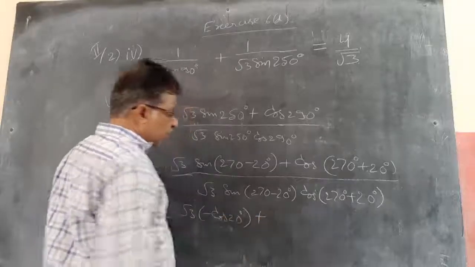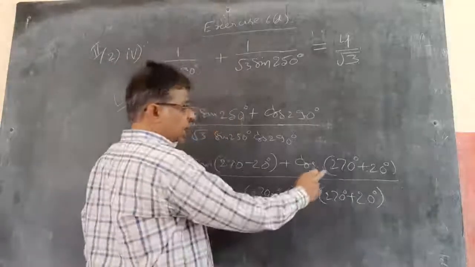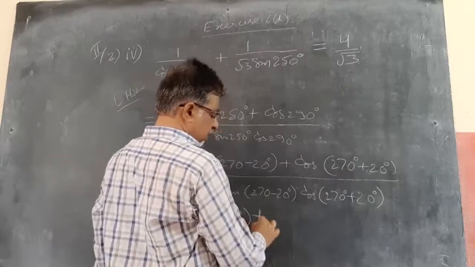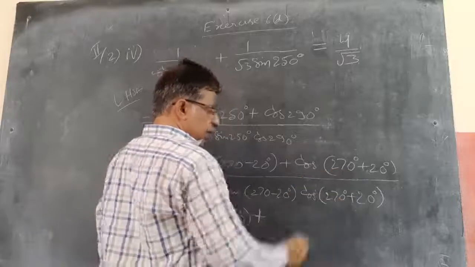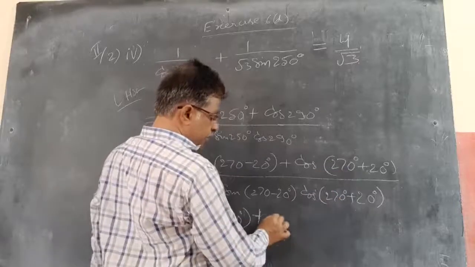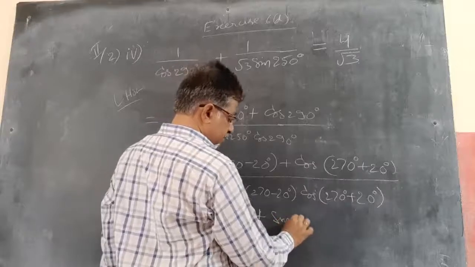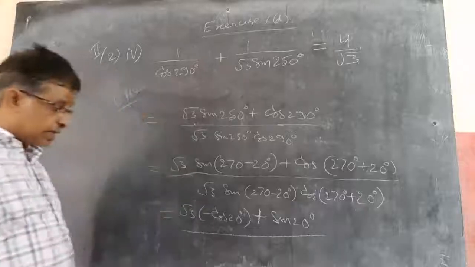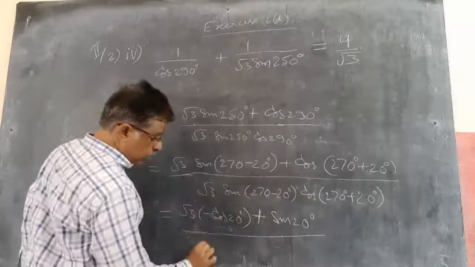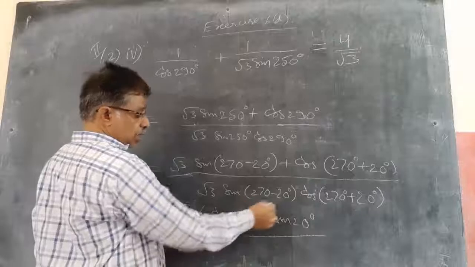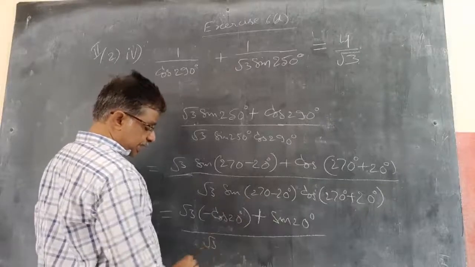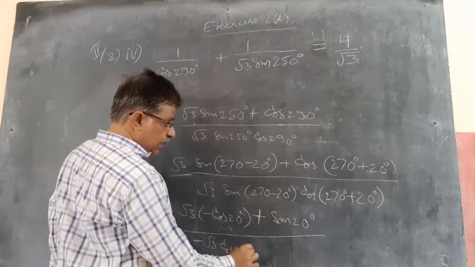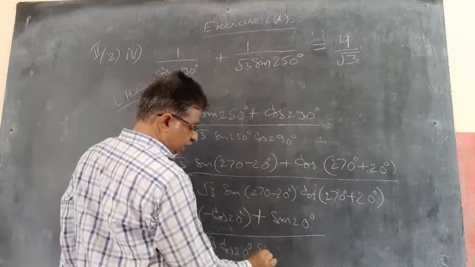Plus, coming to here, cos of 270 plus 20. Fourth quadrant, cos is positive, but complementary angle, odd multiples of pi by 2, cos becomes sin. So this becomes sin 20, divided by, coming to the denominator, root 3 into, same again, sin of 270 minus theta is third quadrant, sin negative becomes minus cos 20, but cos positive becomes sin 20.